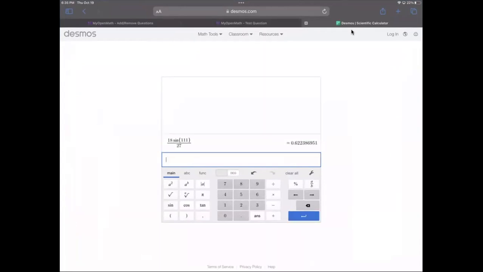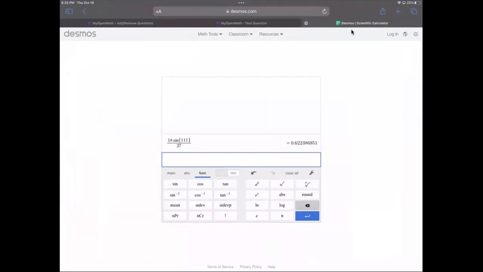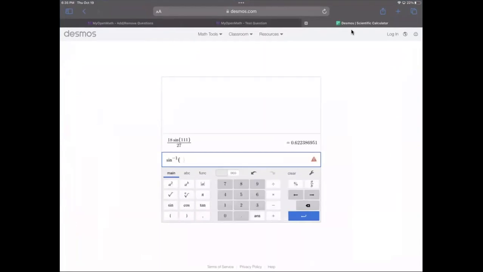Now I haven't done the sine inverse. I'll go over to function, hit sine inverse, go back to main and hit the answer button. See that answer button on the bottom? Hit answer and it grabs the last answer. Hit enter. And there it is. There's the sine inverse, and it's 38.49. That's our answer.